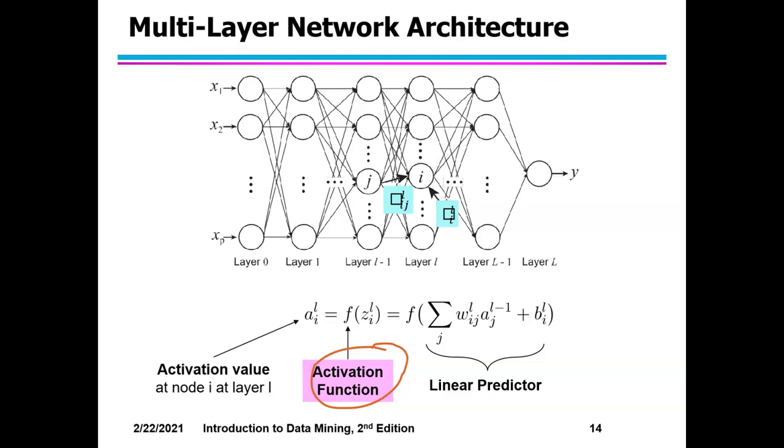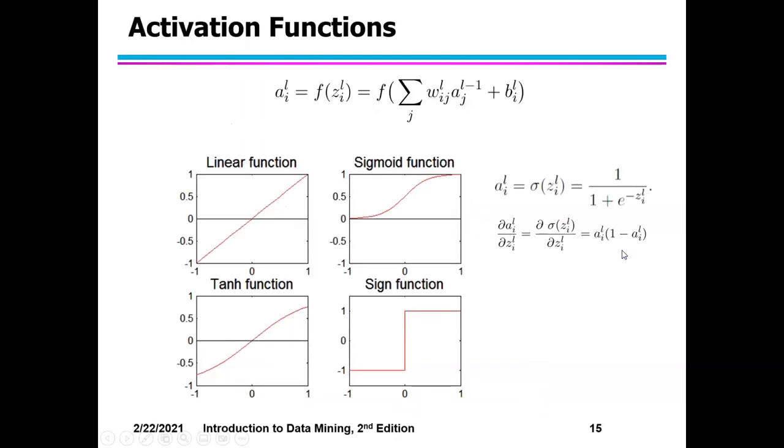Okay, so every layer gives you a different activation value, right? And here is a linear predictor. Now look at the activation function. We have various kinds of activation functions. Some you might have studied in operations research. Some are linear functions, that is how the linear function looks.